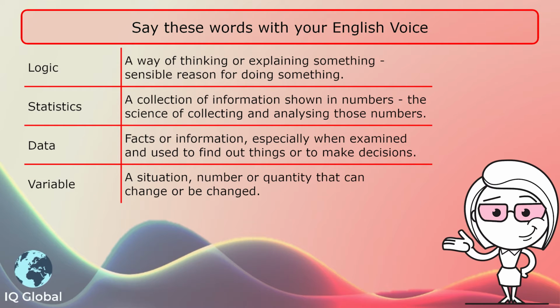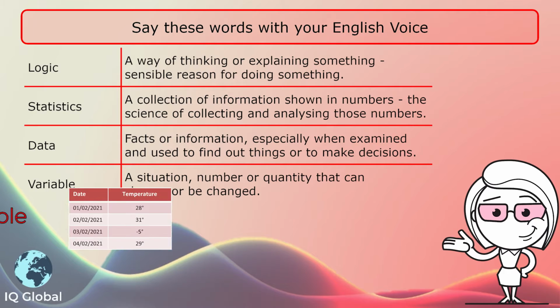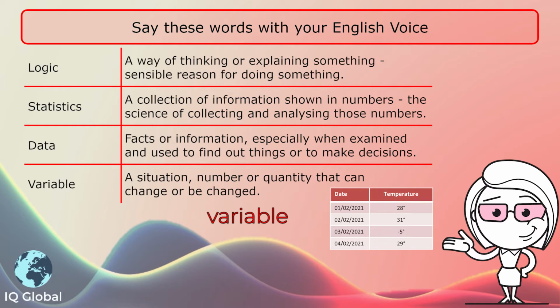Variable. This is a situation, a number, or a quantity that can change or be changed. In our example, the thing that can change is the temperature. This is the situation. This is the variable. It can change or be changed.